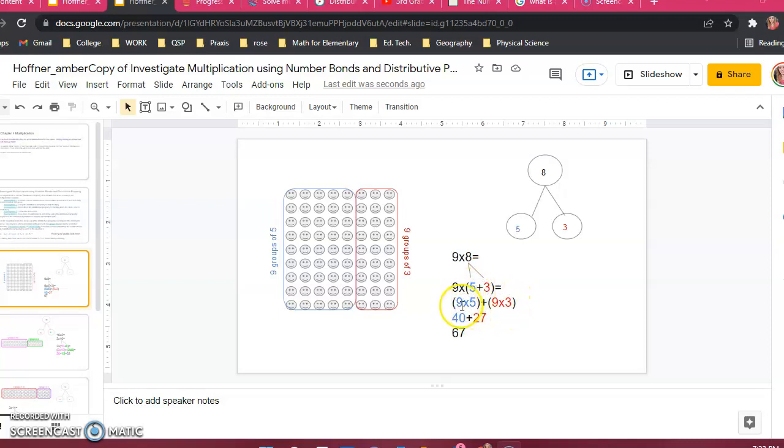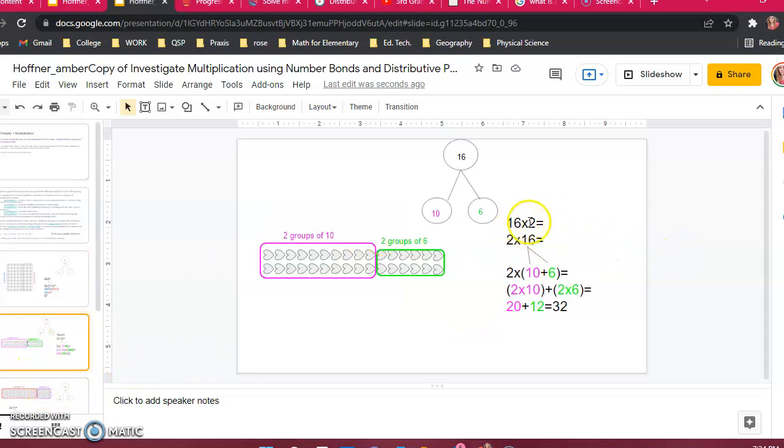I broke up the 5 and the 3 here to show that that is equal to 8. And then I distributed the 9 to the 5 and then also the 9 to the 3. So then I'm showing here that our 9 times 5 is 45. Here our 9 times 3 is 27, showing our total of 72.